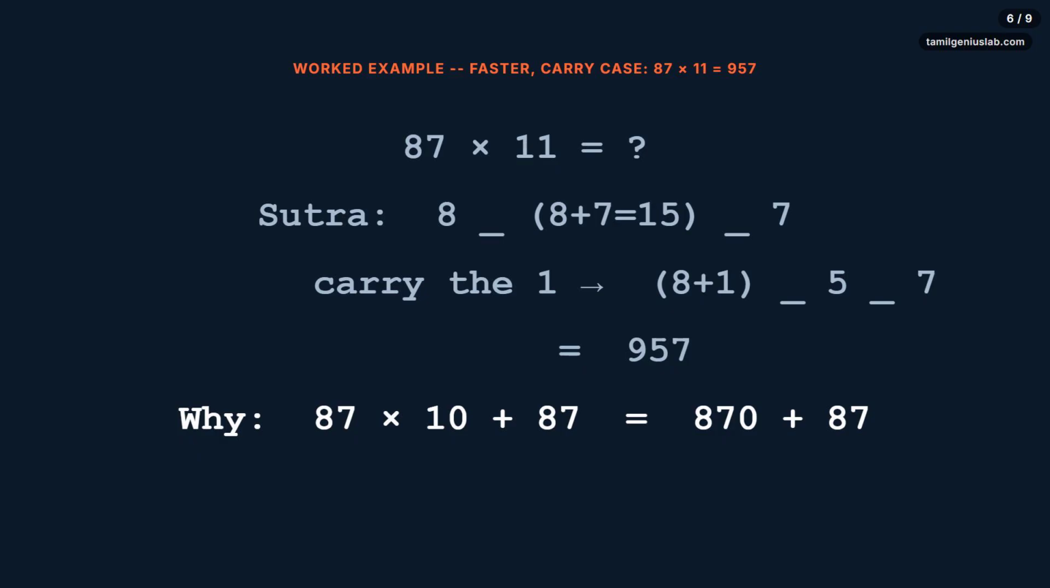87 times 10 is 870. Plus 87. Stack and add column-wise. Ones. 0 plus 7 is 7. Tens. 7 plus 8 is 15. Write 5. Carry 1. Hundreds. 8 plus 0 plus the carried 1 is 9. 9, 5, 7. The carry is not a special case. It's column addition doing what column addition has always done.